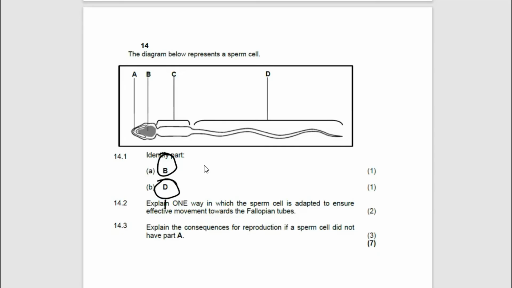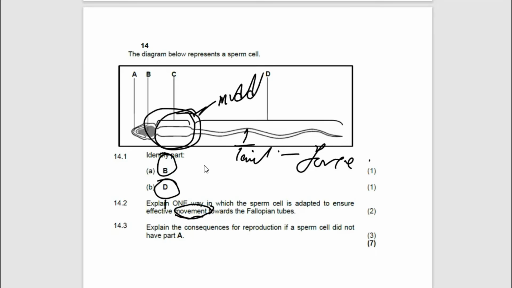Then they are saying, explain one way in which the sperm cell is adapted to ensure effective movement. Whenever they talk about movement, you talk about the parts which help the sperm to move. And we only have two parts which help the sperm. Adaptation is the part and the function. The first one is the tail. This provides the forward force, the propulsion force, so it allows movement to take place. And then number two is the middle piece.